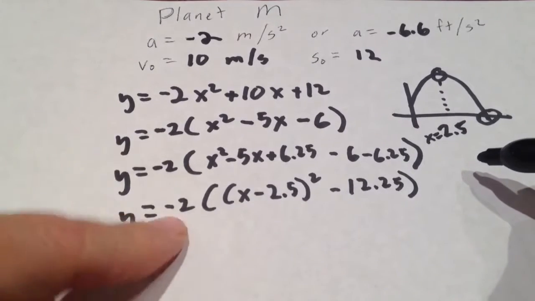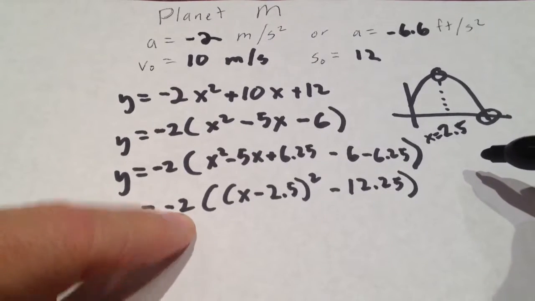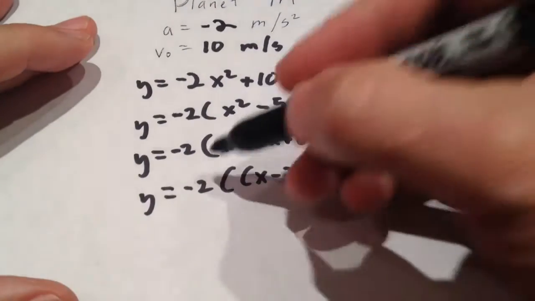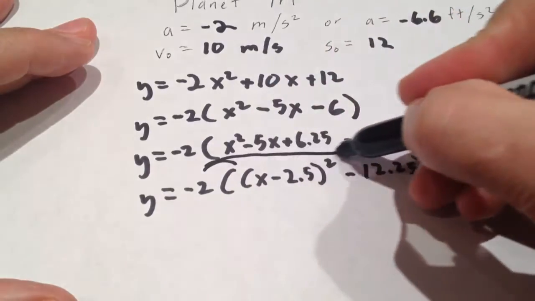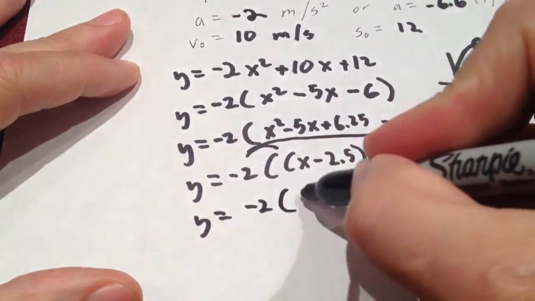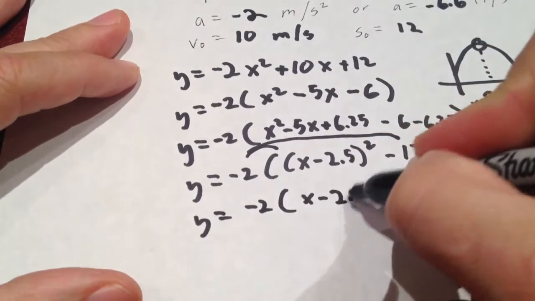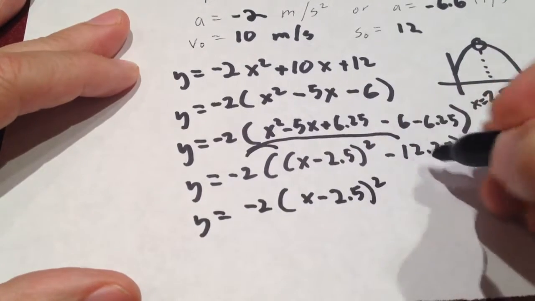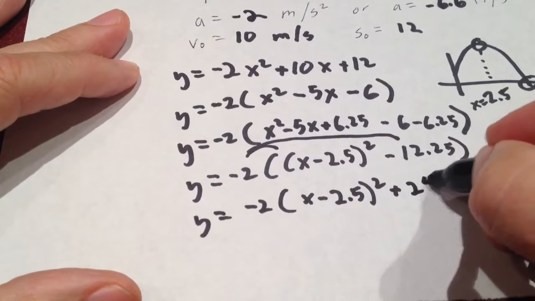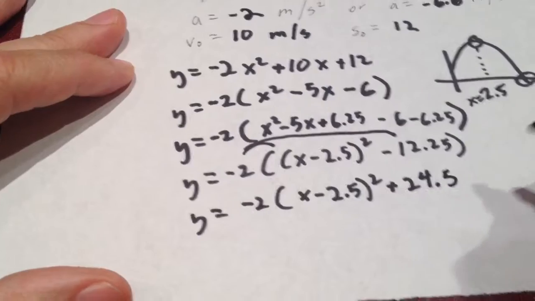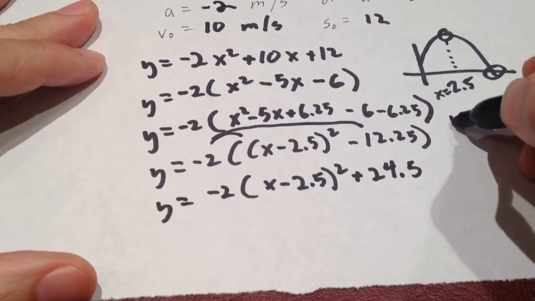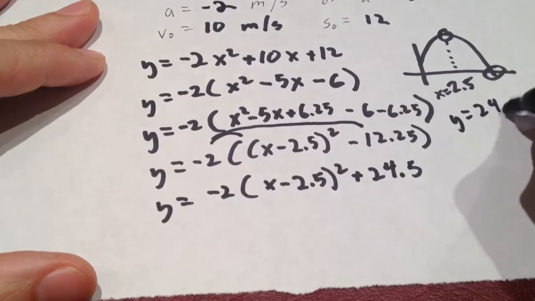And the problem here is this needs to get distributed back out before this is truly in vertex form. So I'm going to multiply it times both of these. I'm just going to leave it out front in front of the perfect square, because that's the way vertex form is supposed to look. And then this over here becomes 24.5. So from this I can see at 2.5 seconds this thing has a height of 24.5.